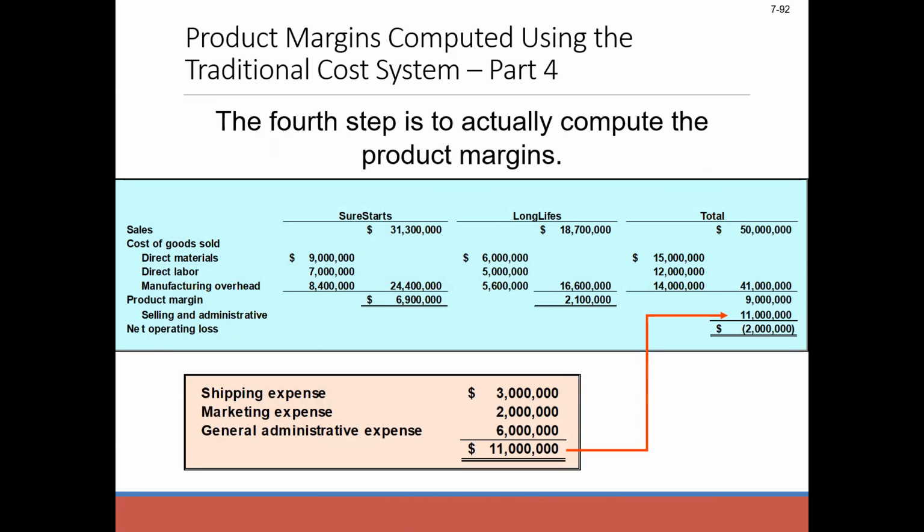Then from here, we have to compute the product margins. You see here, Sure Starts, we show the product margin at $6,900,000 and Long Lives at $2,100,000, then we've got to add into that our shipping, marketing, and general and admin. That's $11 million to give us our $2 million loss.